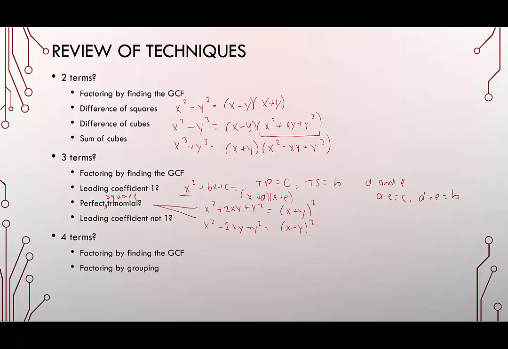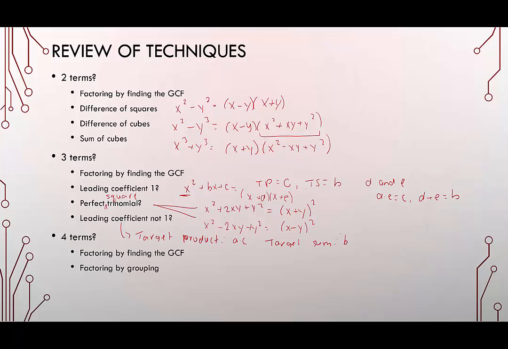Okay, what if the leading coefficient is not 1 and it's not a perfect square trinomial? That's when you want to use the target product, target sum method to see if it is in fact factorable. This is also sometimes referred to as the AC method. For this, I say the target product is A times C, where A is the leading coefficient and C is the constant. And the target sum is the middle coefficient B.